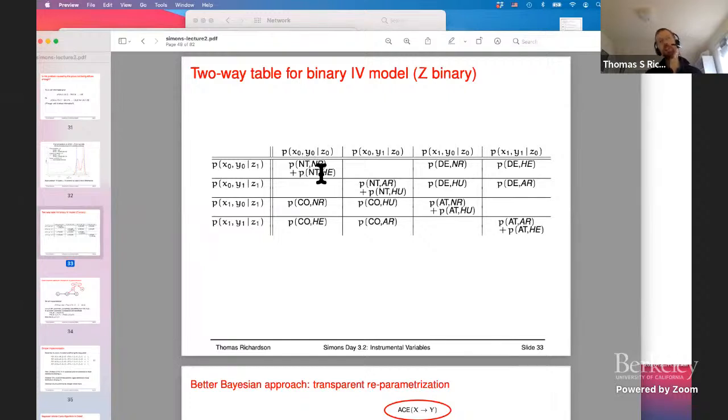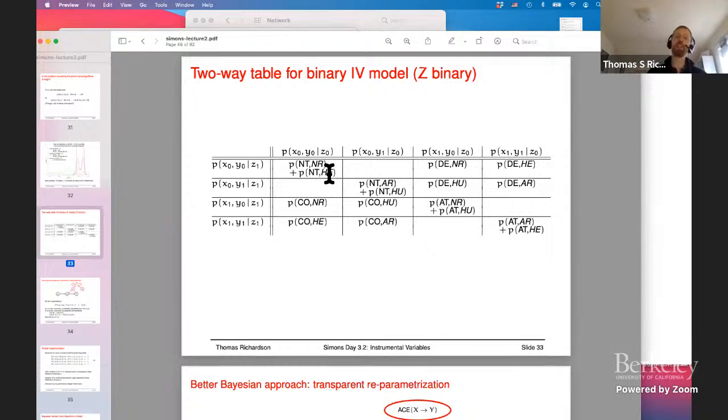I'm not going to be able to learn about that unless I do a different experiment where I somehow force people to get x equals zero or x equals one. As long as I'm just doing an experiment like this, I'm never going to be able to learn anything about the ratio of these two joint types, never taker and never recover, never taker and helped, because they always show up together in the likelihood.